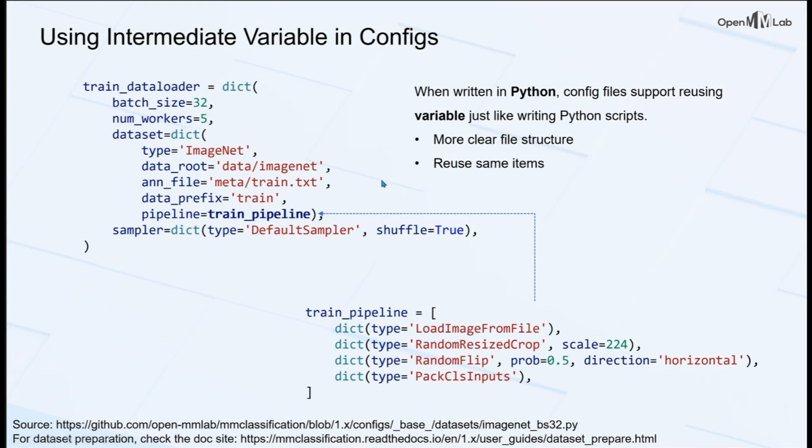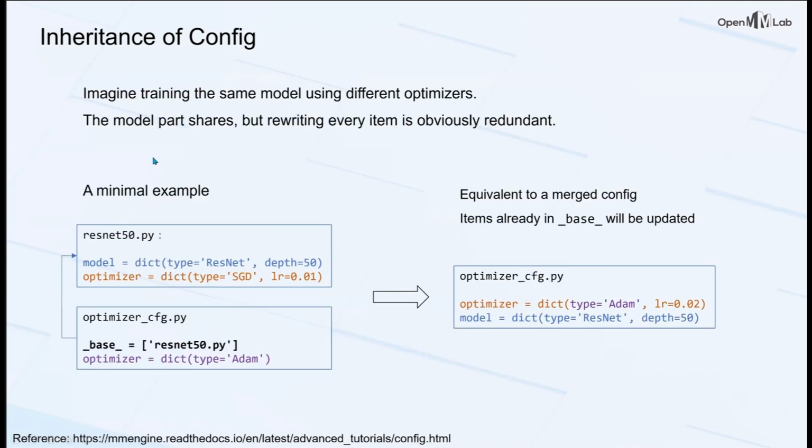And another feature of the config file is that it supports inheritance. So imagine that you want to train the same model using different optimizers or different datasets. Generally you need to write multiple config files, but the model part is completely shared. If you rewrite it once in each of multiple config files, it is really redundant. Okay, so config file inheritance solves this issue in an elegant way.